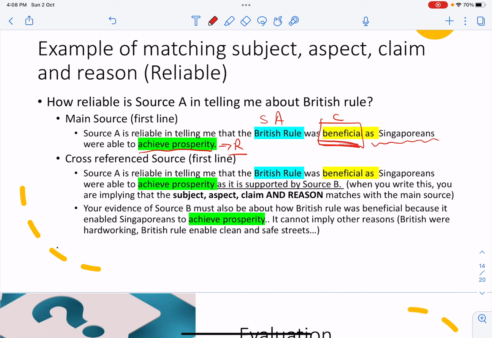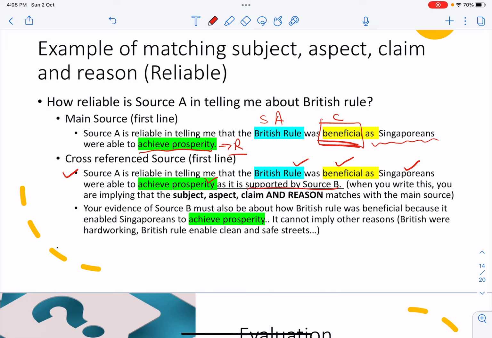Then check the other sources first. Make sure I have this exact same subject, aspect, claim, and reason in my cross-reference source. Then I can write down the first line of my cross-reference source. A is reliable in telling me that British rule was beneficial as Singaporeans were able to achieve prosperity, supported by B. Okay, first line, state clearly what I'm doing in the paragraph. Then I'll write my evidence down.